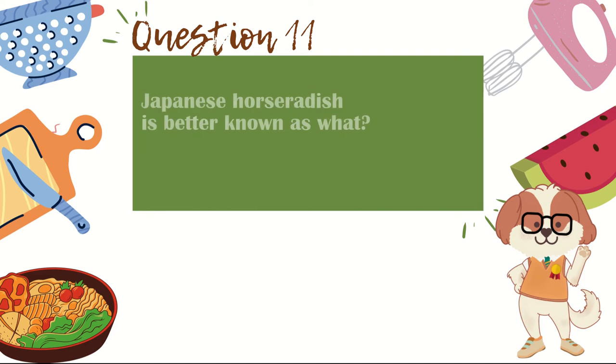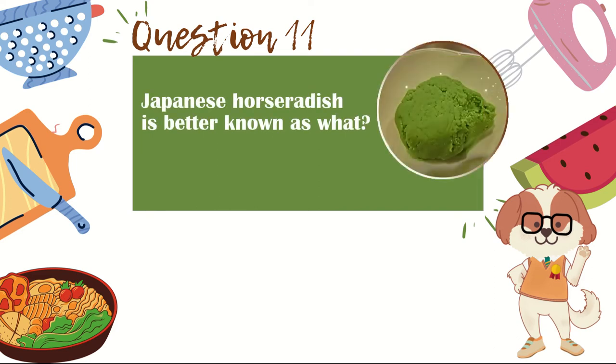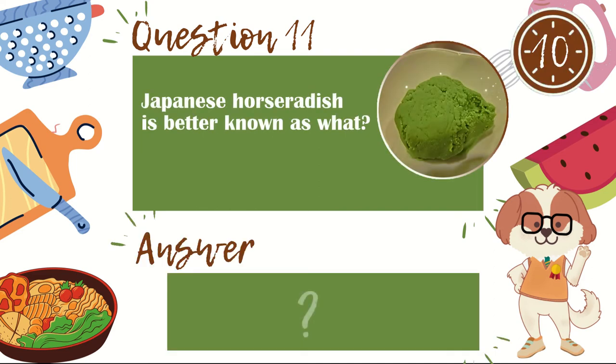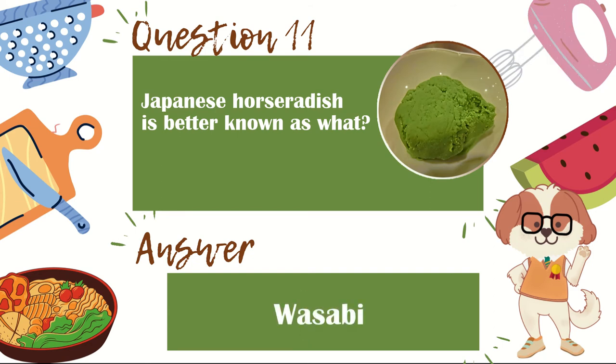Question 11. Japanese horseradish is better known as what? The answer is wasabi.